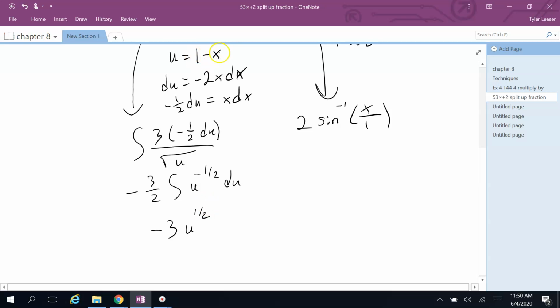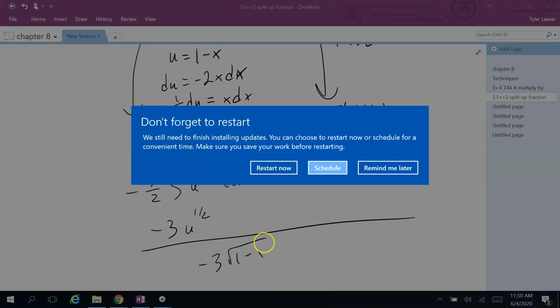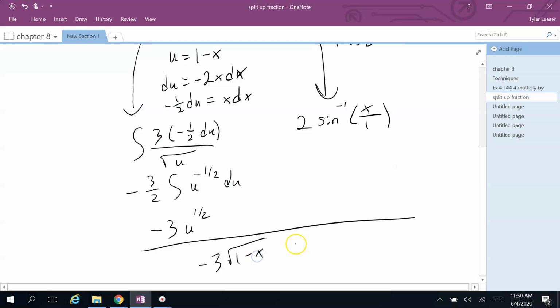And then substitute back in the u. Remember, it was 1 minus x squared. So our final answer here is negative 3 times the square root of 1 minus x squared, and then plus 2 sine inverse of just x, and then plus c.